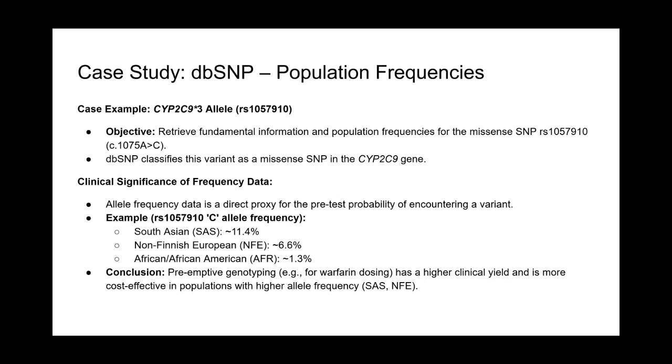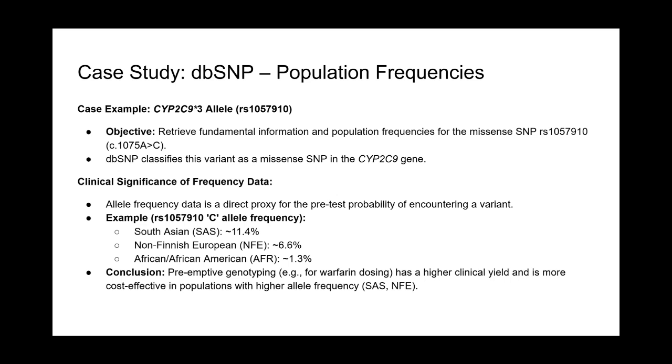The Frequencies tab is critically important because it consolidates data from large-scale sequencing projects such as the Genome Aggregation Database and the 1000 Genomes Project. This tab provides valuable insights into the distribution of the C allele, also known as the CYP2C9*3 allele, across different ethnic groups. Notably, there are significant differences in allele frequency among populations.